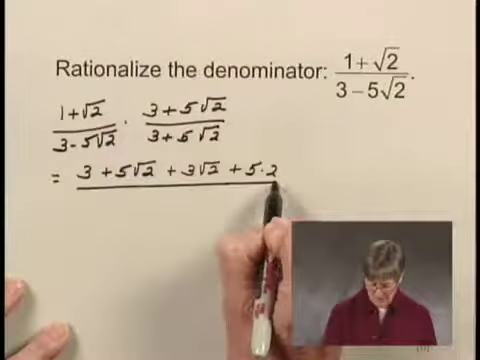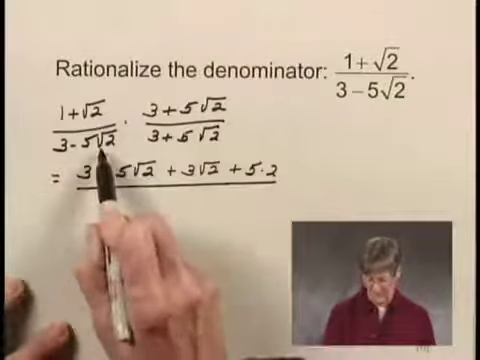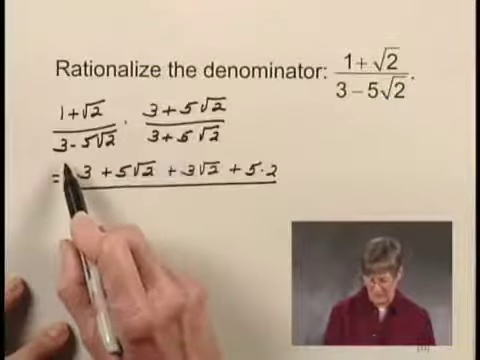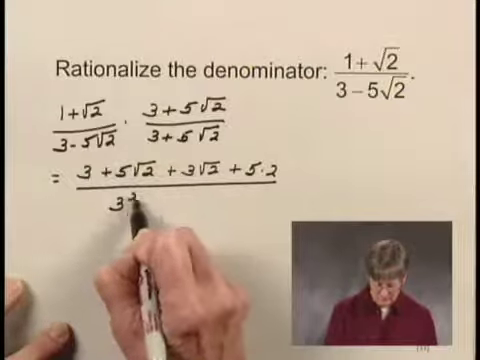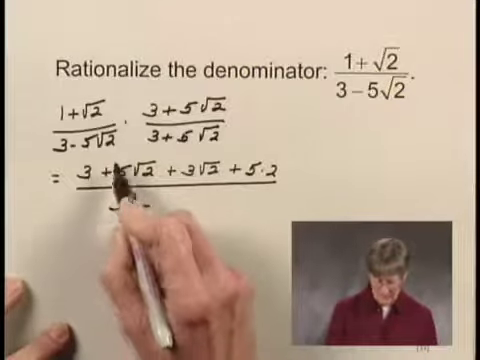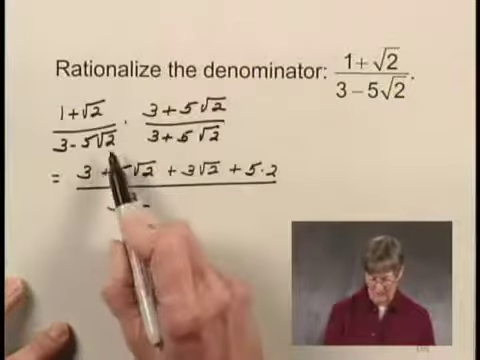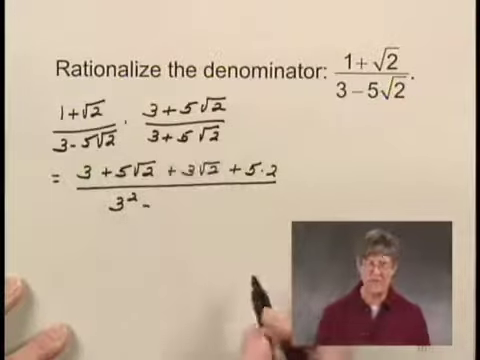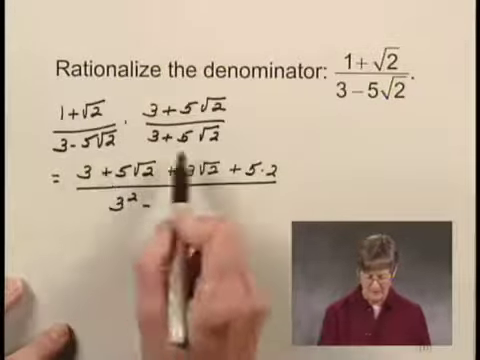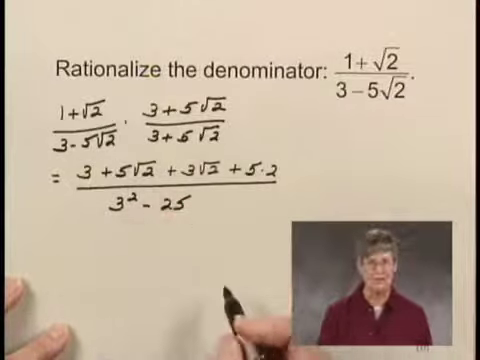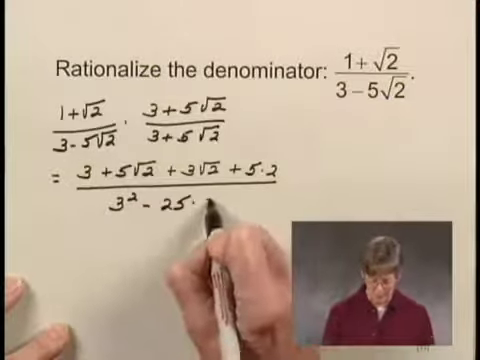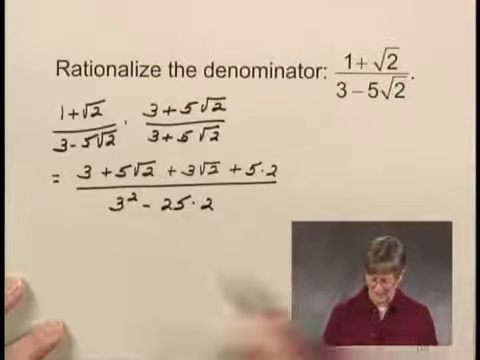And now in the denominator, I've got the sum and difference of the same two terms. So this product is going to be 3 squared minus 5 times the square root of 2 squared. 5 times the square root of 2 times 5 times the square root of 2. Now 5 times 5 is 25, and the square root of 2 times the square root of 2 is 2. So this is what I have in the denominator.